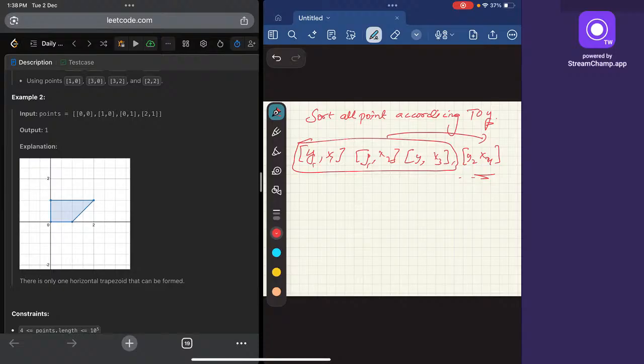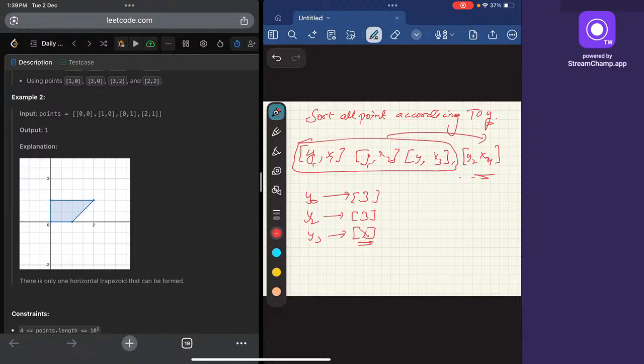Okay, how many points do I have? Assume that I'm storing it in a hash map. y0 has 3 points, y2 has 3 points, y3 has another x points.